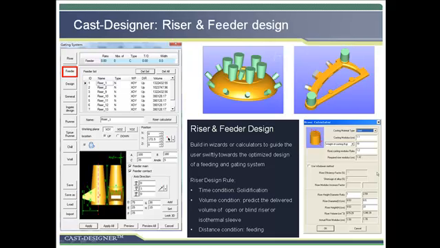The main riser design rules include, the first one, time condition, which mainly affects the solidification time and process. The second one, volume condition, is used to predict the delivered volume of open or blind risers, or isothermal sleeves. The third, distance condition, affects the feeding distance. Also, all components of the casting system are designed parametrically, so it is easy to modify and reuse later.